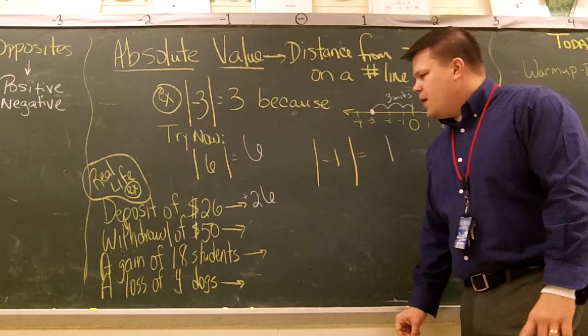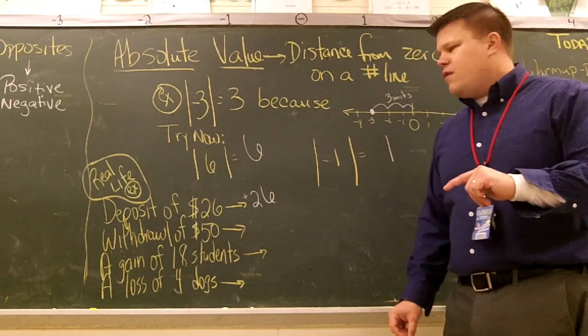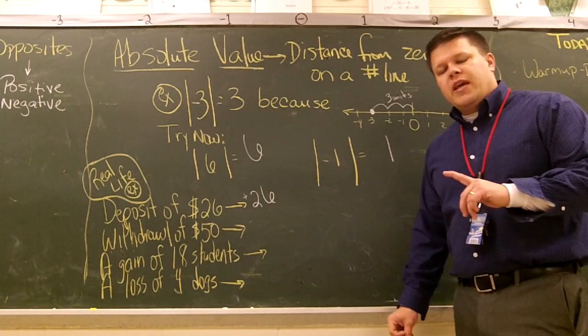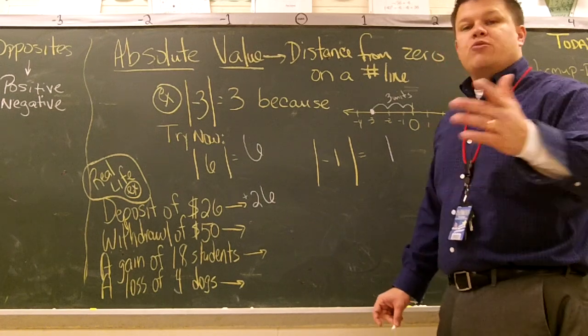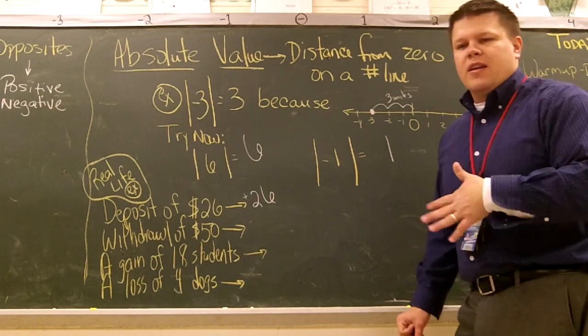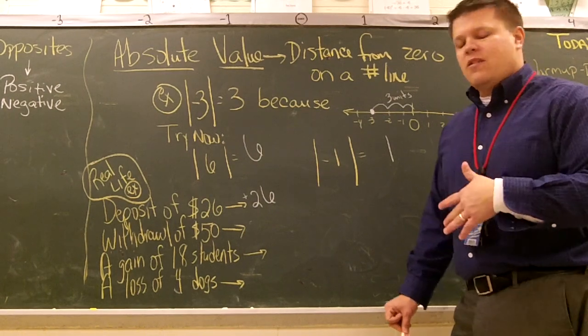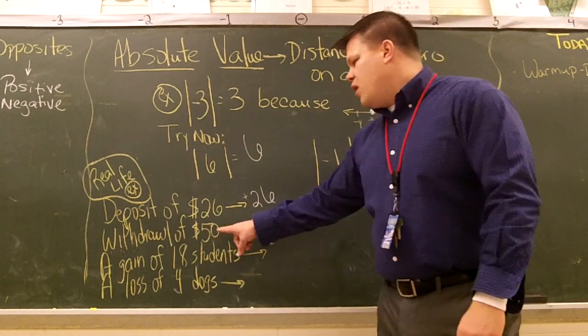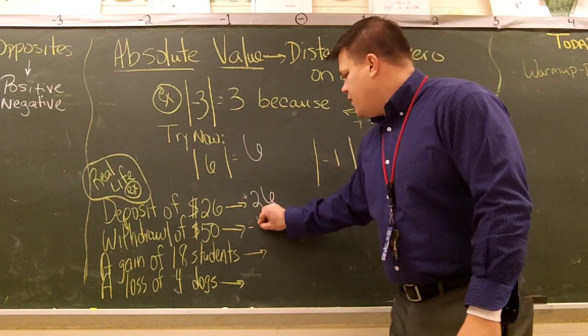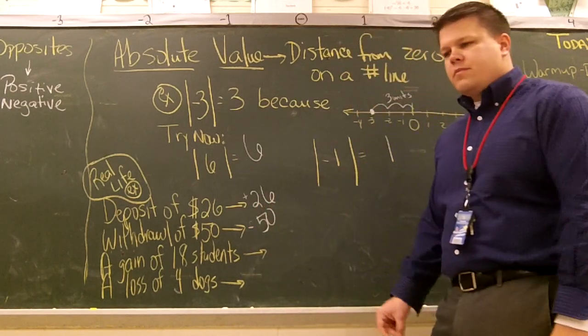On the other hand, a withdrawal of $50 indicates that you're taking money out of your account. So you're subtracting money from your account. If you're subtracting it, then you have less money, and that would be an example of a negative integer. So this would be a withdrawal of $50, so I'll write this as negative 50.